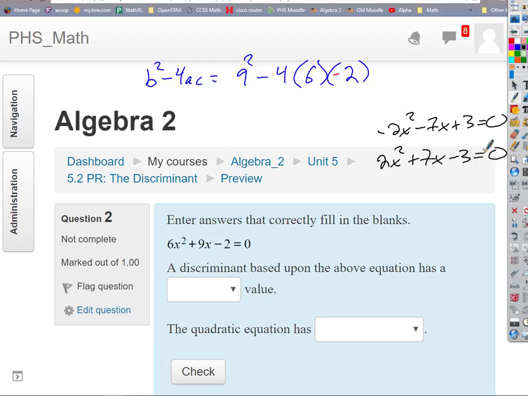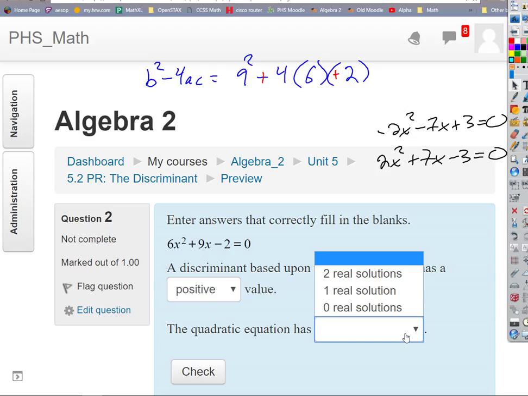Well, if a is always going to be positive, then all we have to do is just look at the sign of c. If c is negative, well, what happened? We ended up with a negative times a negative makes a positive, and so we get b squared, which is always positive, plus something else that's positive. So the result is, for sure, positive, right?